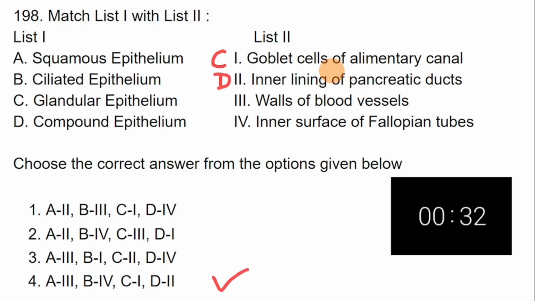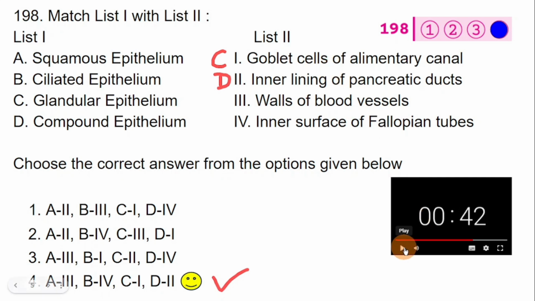So we have the answer with us. This is confirmed answer. Mark it on the OMR sheet. 198 is 4. And we are done with this question in 40 seconds. Let's match the remaining ones. Walls of blood vessels. This will be squamous epithelium. A is 3. A is 3. Yes, A is 3. And last one, inner surface of fallopian tube.